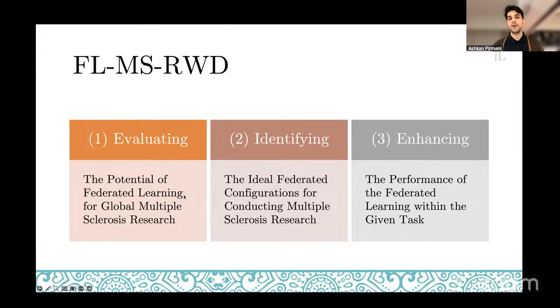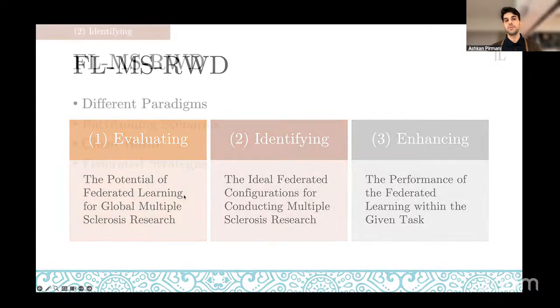And for that, we defined these 3 major objectives. The first goal was to see what is the potential of federated learning for global multiple sclerosis research. Previously, we had some federated learning on MRIs with people with MS, but we never had a study to see how it works for just routinely collected variables. So this was something that we were going to see. The second objective was to find the ideal configuration or setup that maximizes the performance, and whether there are ways to improve the performance. These were the main goals that we had.